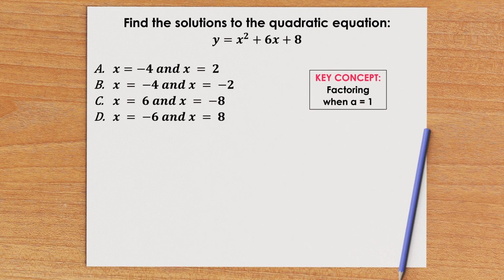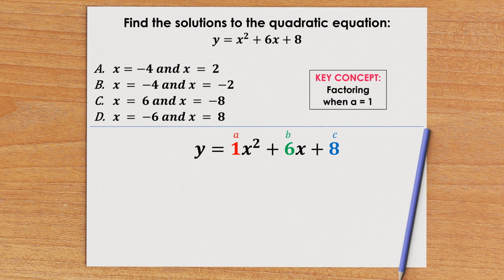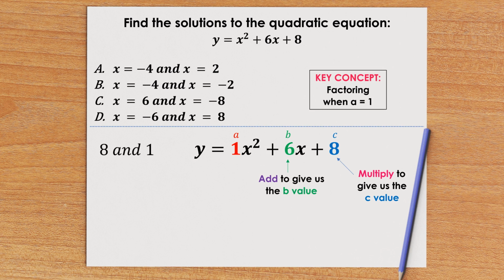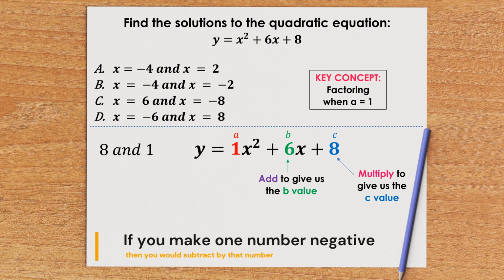So how do we factor this? First, we look at the coefficient of x squared, which is also called the a in standard form. If a is just 1, all we have to do is think of two numbers that multiply to give us c, which in this case is 8, and add up to give us b, which is 6. Let's try 8 and 1. They multiply to give us 8, but there's no way of adding them up to get 6, even if you make one negative and one positive.